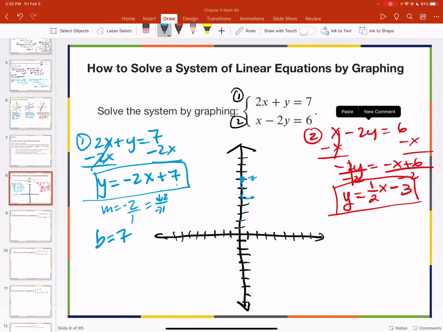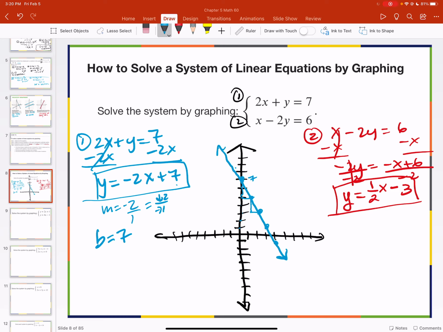Then you can do this again. Down 2, to the right 1. You can do this a couple of times, but let's just leave it like that. Actually, let's see if I can go down 2/1 just one more time.